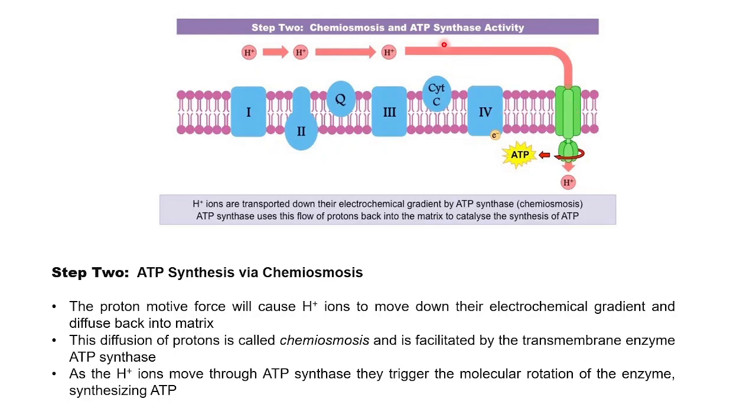So the PMF is allowing these protons that were thrown out of the matrix to come back inside in a process called chemiosmosis, and it is using this ATP synthase to do it. As the protons are moving inside through this ATP synthase, they trigger the molecular rotation of this enzyme. It is basically a rotor kind of thing. So this enzyme is molecularly rotated and ATP is formed. ATP synthesis is happening. That is how the electron transport chain is helping in ATP synthesis.